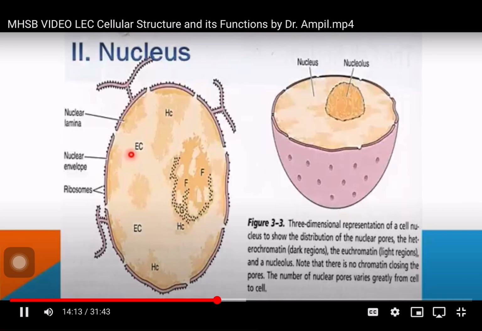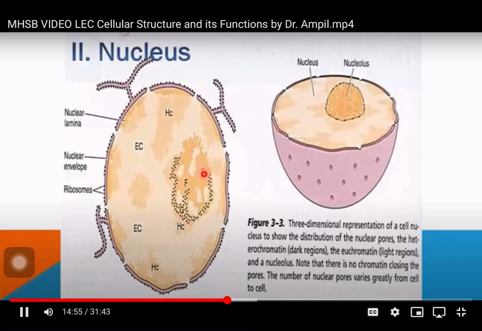Next, we have the chromatin materials. There are two types of chromatin materials: euchromatin and heterochromatin. The euchromatin forms the dispersed part of the chromosomes, forming these light staining areas. The euchromatin is metabolically active. The heterochromatin forms the condensed part of the nucleus, and forms these dark staining areas in the nucleus. The heterochromatin is not metabolically active.